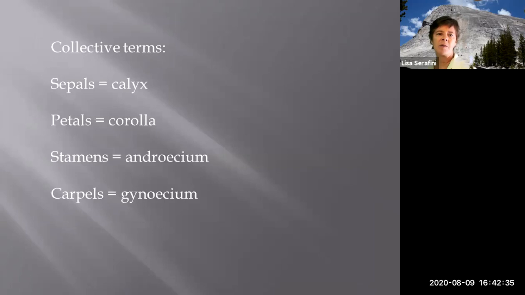Before I talk more about the carpels, let's talk about collective terms. Especially in field botany, we'll use these quite often, not so much in plant biology. If you're talking about all the sepals in a flower, you're talking about the calyx. All the petals, you're talking about a corolla.